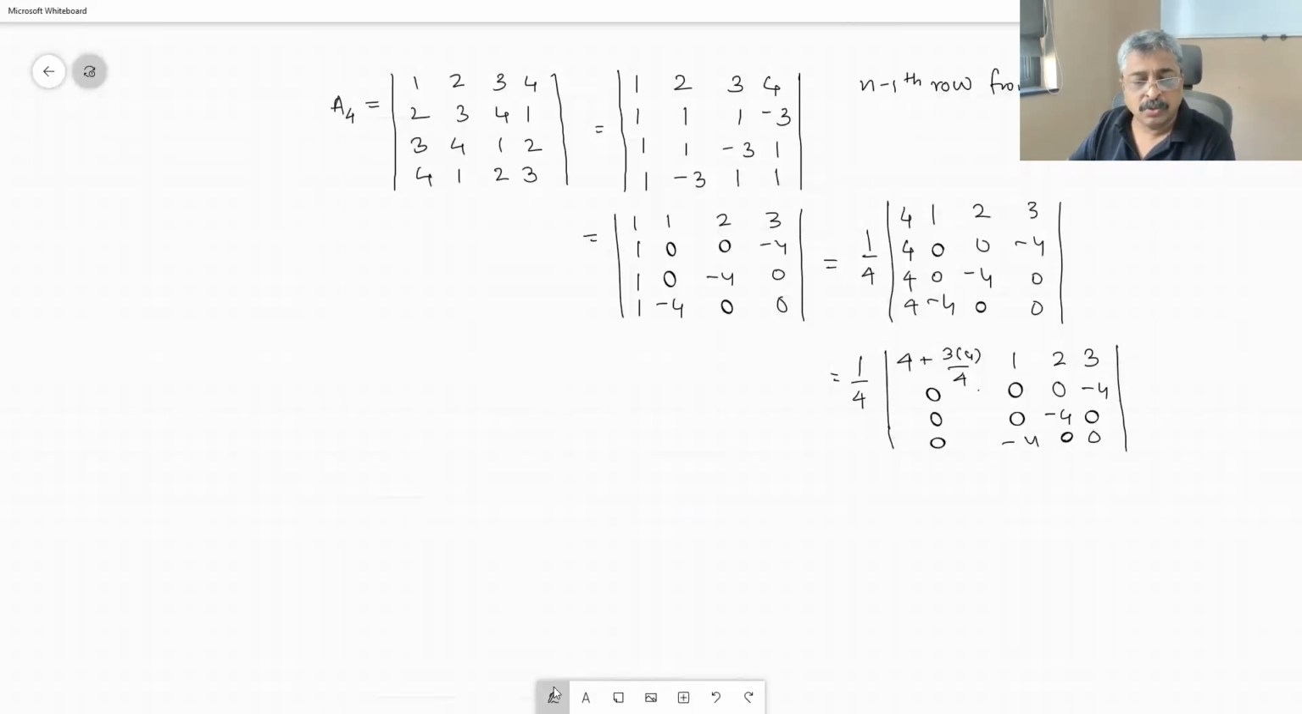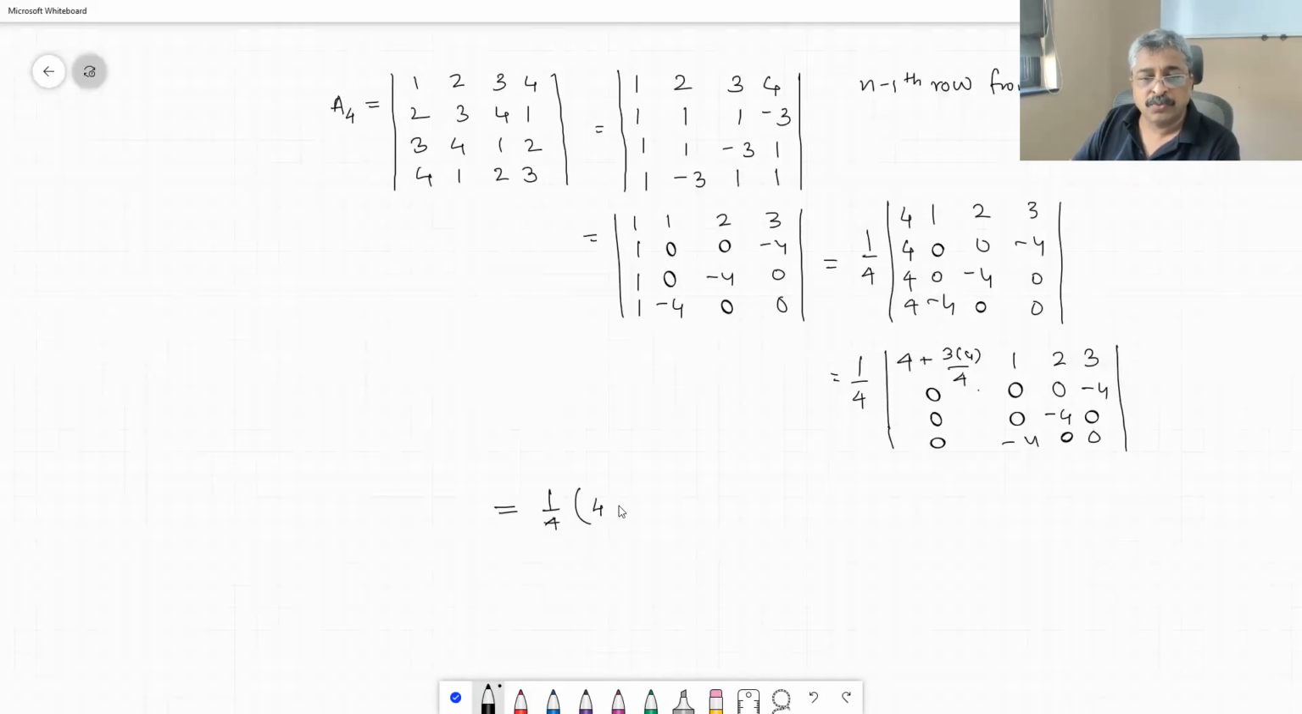multiplication. So this is equal to 1 by 4 into 4 plus 3 into 4 by 4, 3 into 4 by 2 by, okay? This is the first row multiplied by determinant of this. Determinant of this is minus 4 times, it is minus 4 raised to 3. This is the answer for 4 by 4.